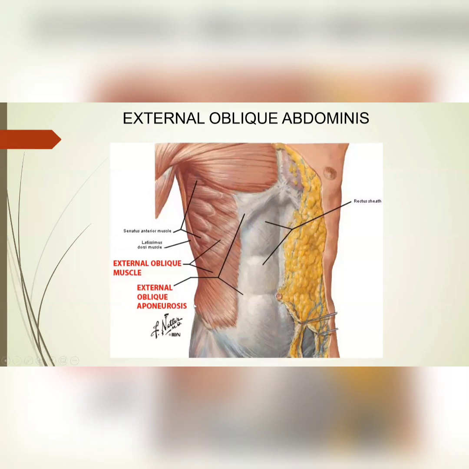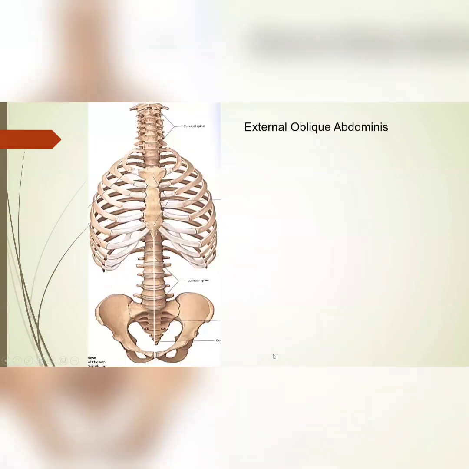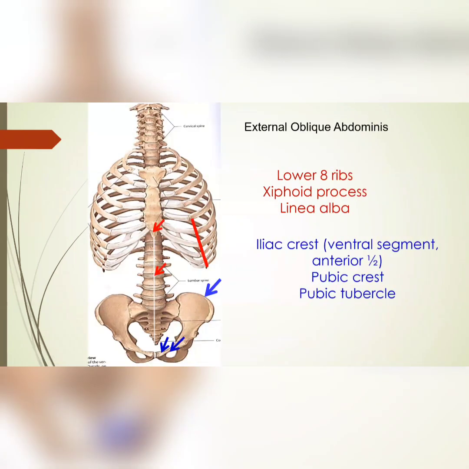Now, the insertion of external oblique aponeurosis is onto the pubic crest and tubercle. Okay, that is how the muscle fibers will get inserted. Please be thorough with these attachments of each of the flat muscles of the abdomen. And the nerve supply is by the lower 6 intercostal nerves. Each of the flat muscles have a similar nerve supply, so it will be a little easier for you to remember.